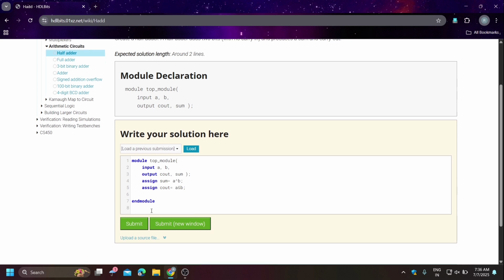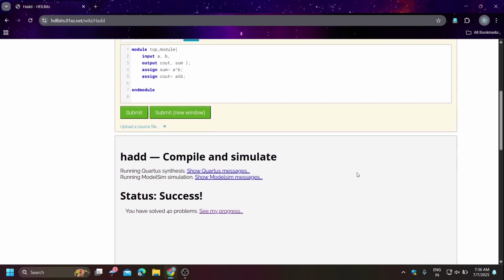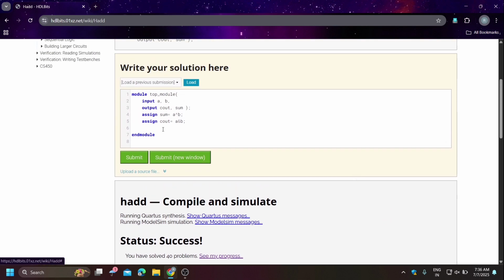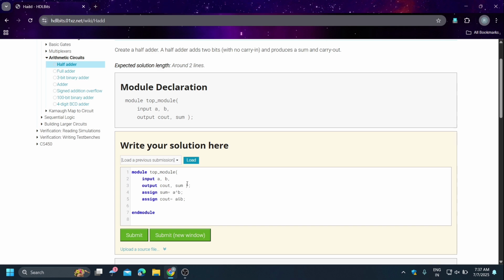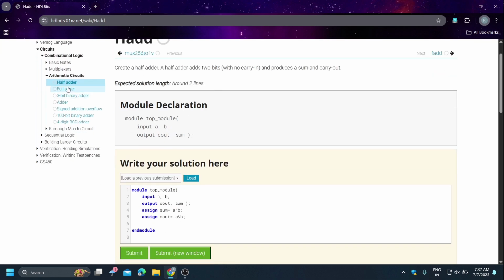Okay, let's check it. Okay, done. So whatever we wrote, that is correct. These two are the expressions for sum and carry out, C out, for this half adder. We need to remember these expressions. Let's solve full adder.